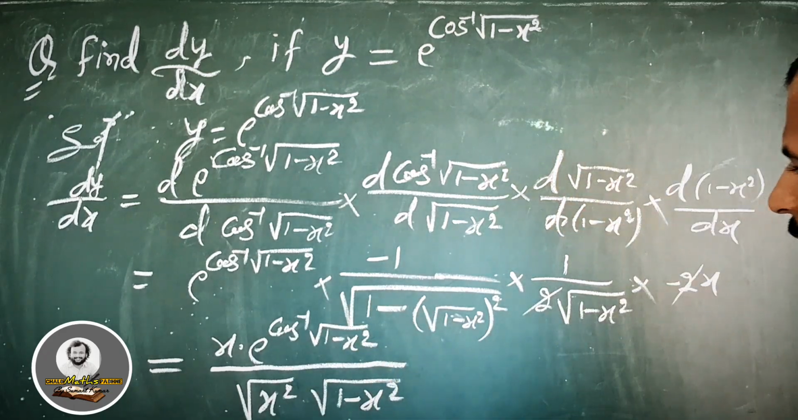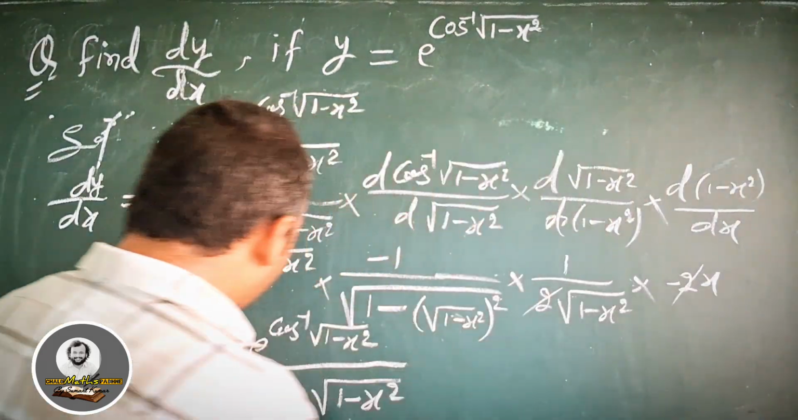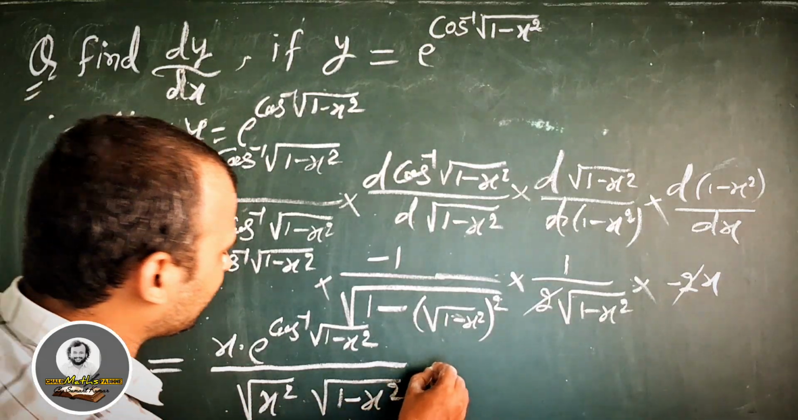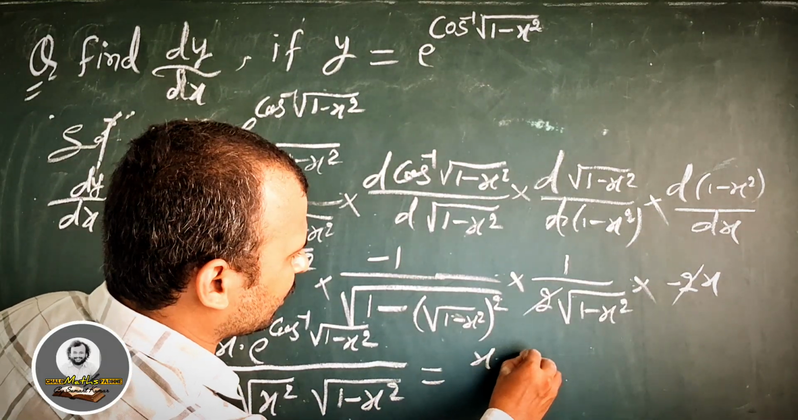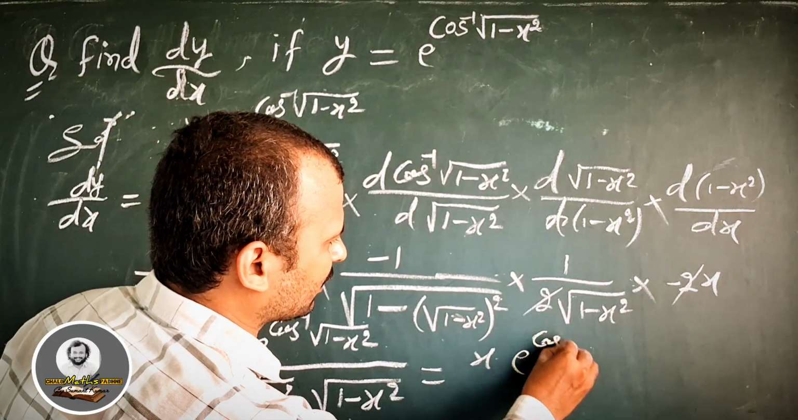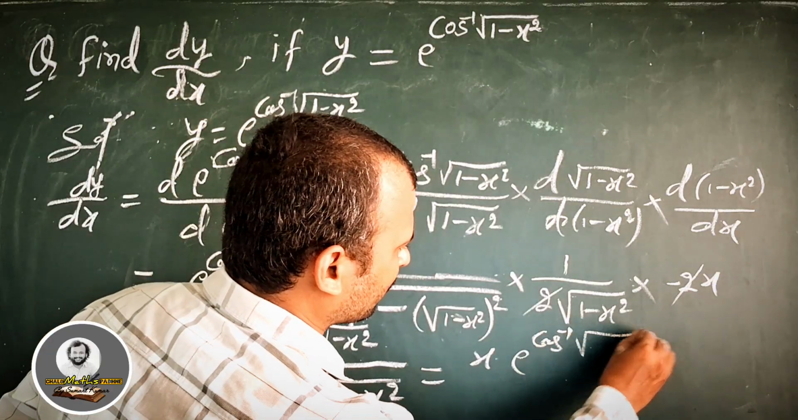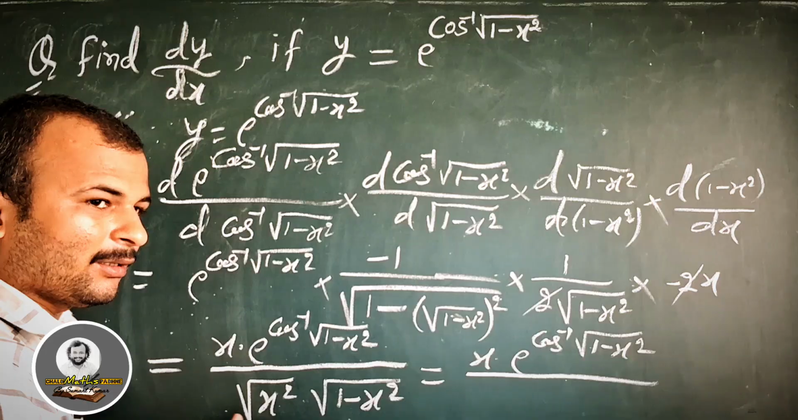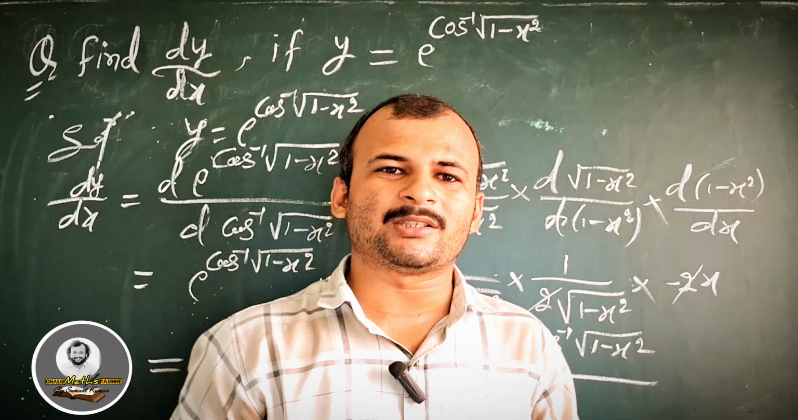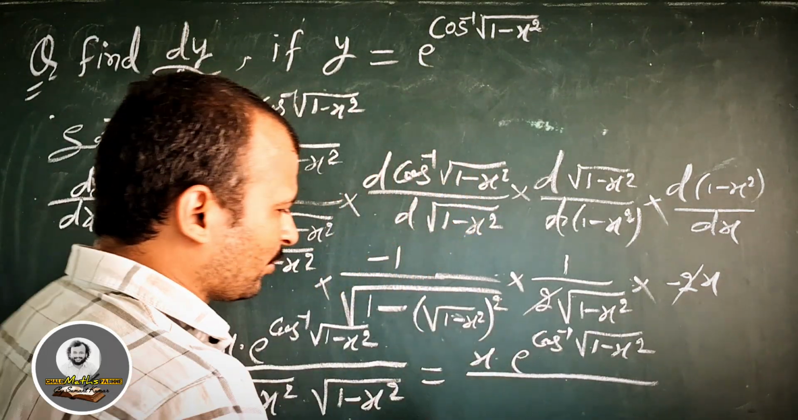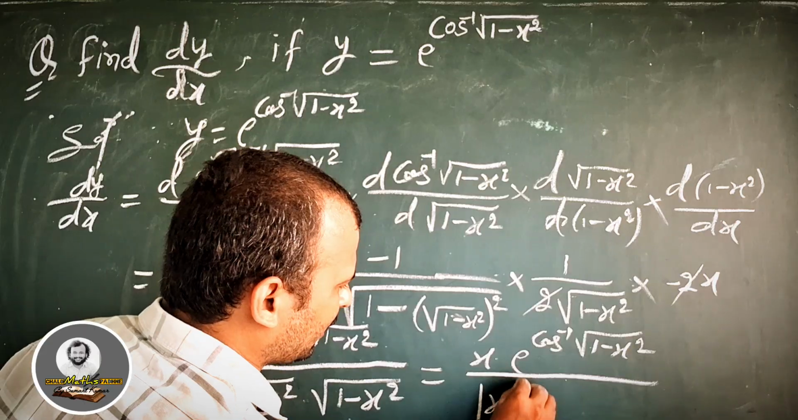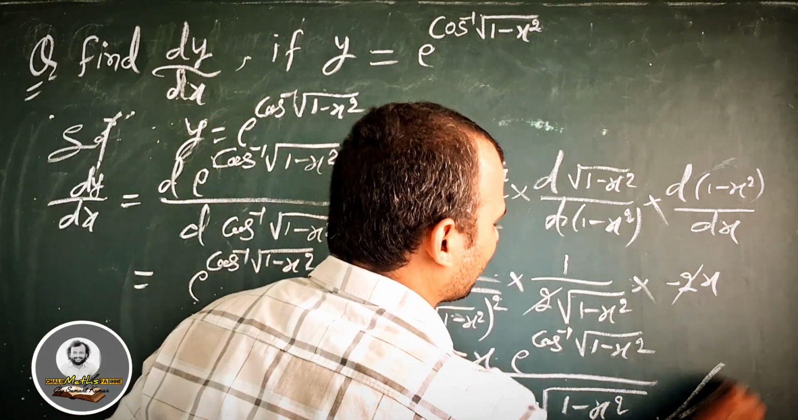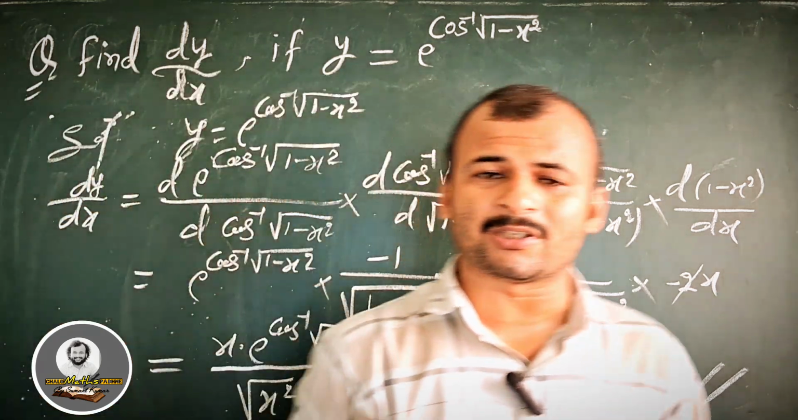Now we have this part, and here we can write it as x into e to the power cos inverse under root 1 minus x square divided by, we know that under root x square is equal to mod x, right? So we can write mod x into under root 1 minus x square, and this is the required derivative of the given function with respect to x.